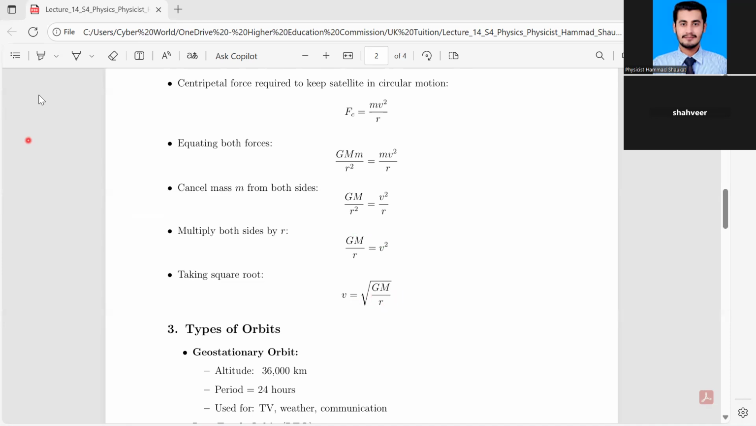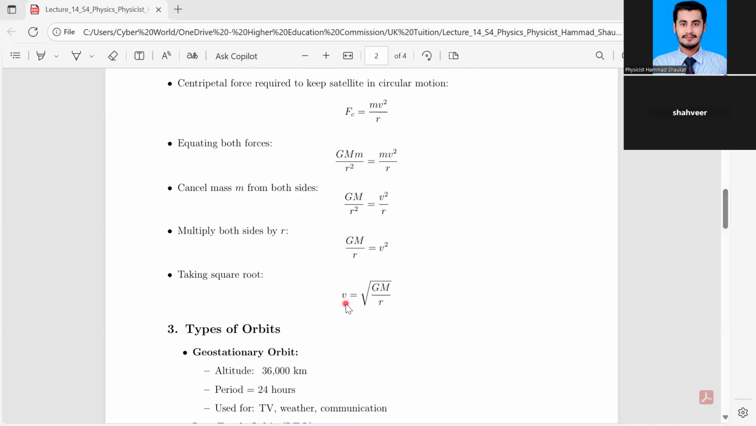This is a very important formula. You have to remember this formula, okay? We have to use this formula in numericals. This formula is for speed.